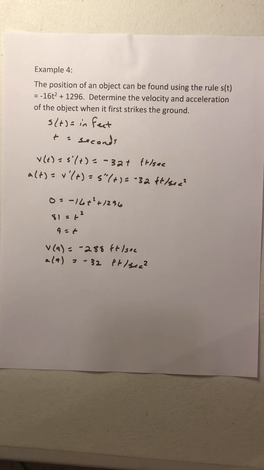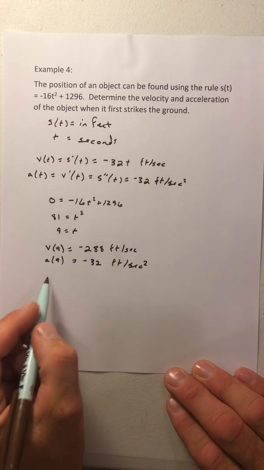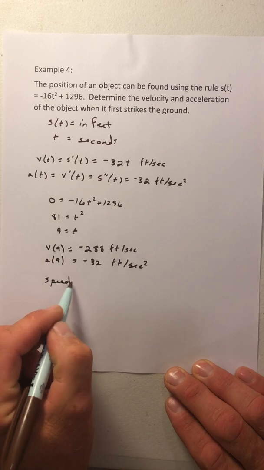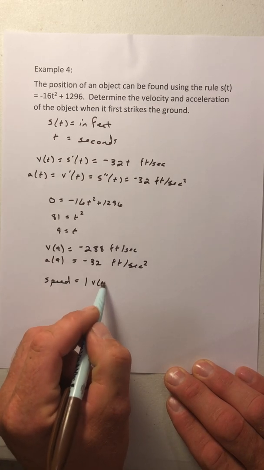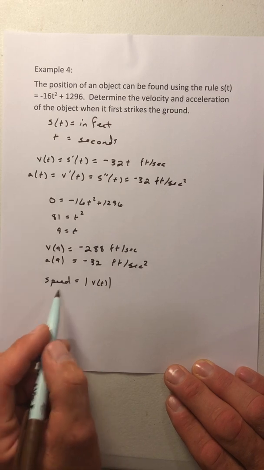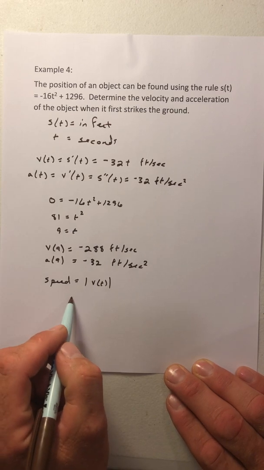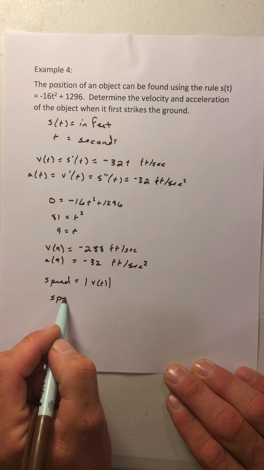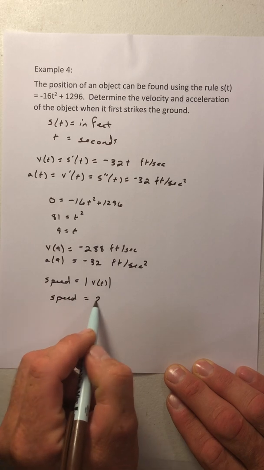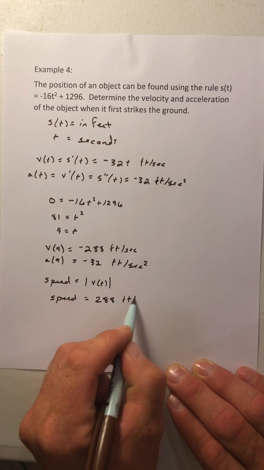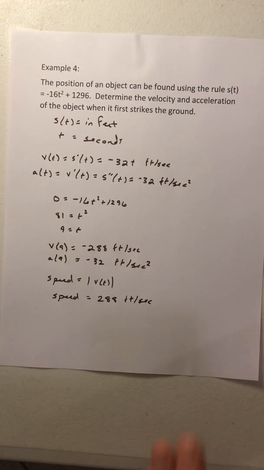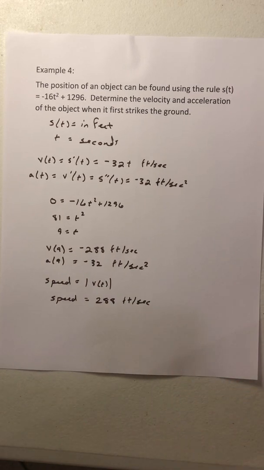Now we could take this a step farther. If you recall from the previous section, we talked about speed. If I ask you, can we find the speed of this object when it first strikes the ground? If you remember, speed is the absolute value of velocity. So the speed at which this object is going to go is 288 feet per second. And that gives us something else that we could do with this problem if we chose to.